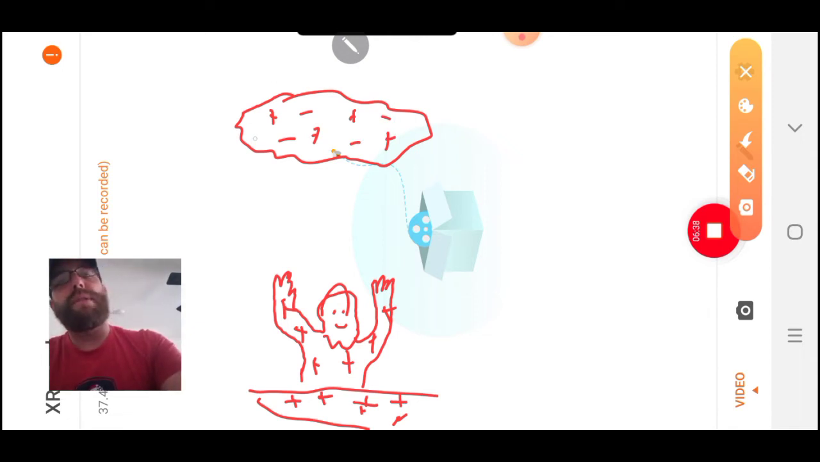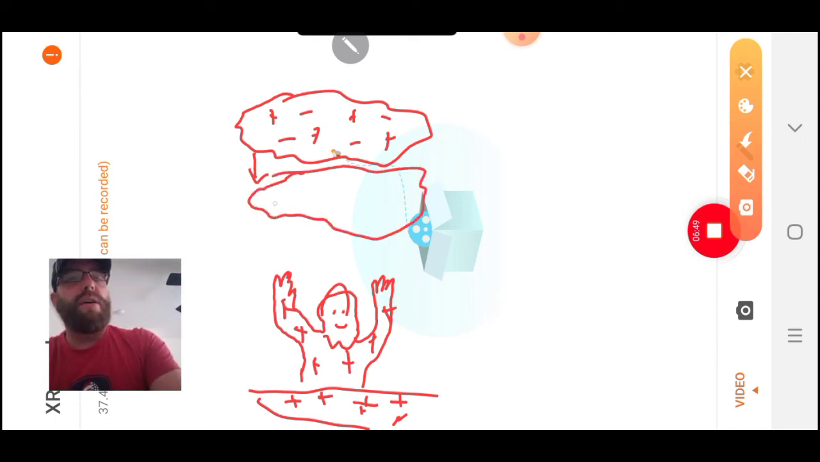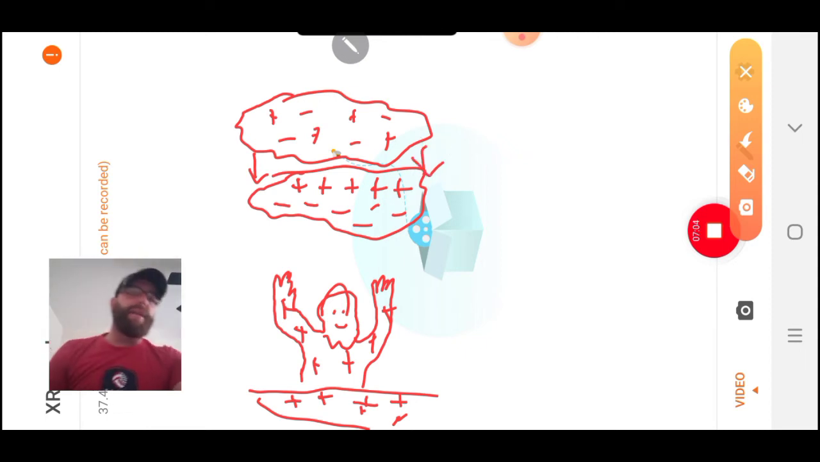But what happens over time is that the cloud lowers, the cloud drops or moves in, gets closer to the earth. And what happens is that same cloud realigns. All the negatives go to the bottom because, remember, opposites attract. So the negatives go to the bottom and the positives go to the top. So it realigns. So this cloud drops down and everything realigns.